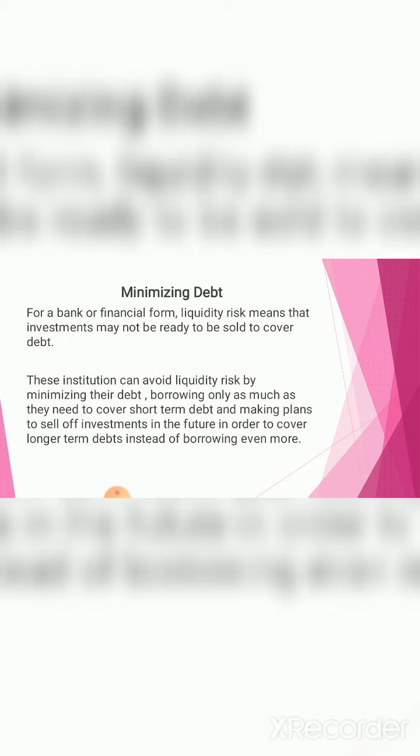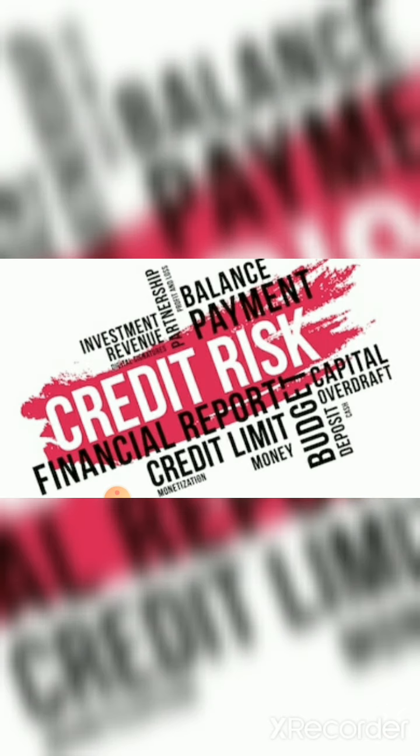Minimizing debt. How do we minimize it? For a bank or financial firm, liquidity risk means that investments may not be ready to be sold to cover debt. These institutions can avoid liquidity risk by minimizing their debt, borrowing only as much as they need to cover short-term debt and making plans to sell off investments in the future in order to cover longer-term debts instead of borrowing even more. The second topic is credit risk.